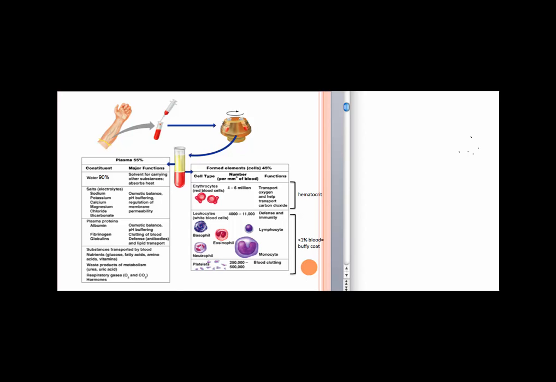We also have our waste products like urea, uric acid, carbon dioxide. Our gases are here too, so our oxygen. Solutes, sodium, potassium, chloride ions, all found within that plasma. One component that we haven't really talked about much are plasma proteins, which help in the osmotic pressure of our blood. One that you want to know is albumin.